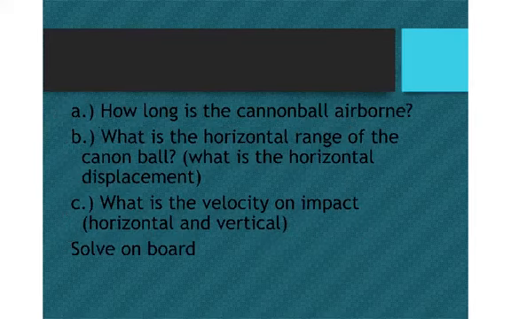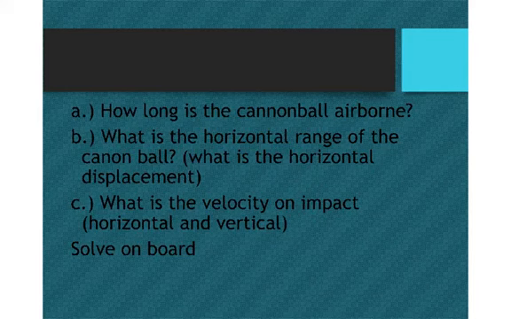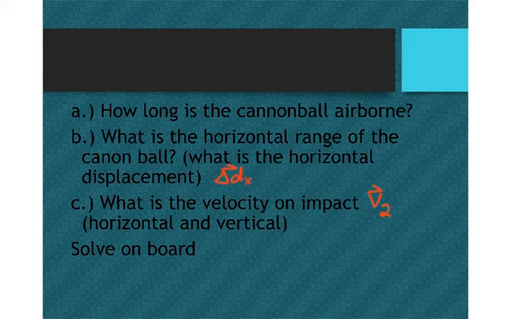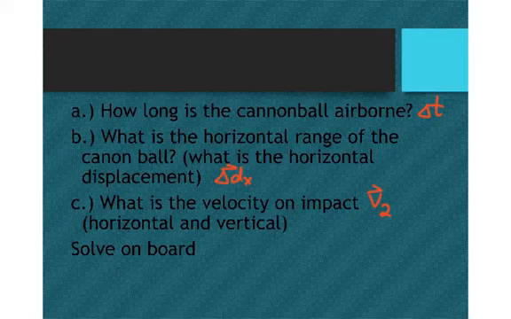Part A, how long is the cannonball airborne? Part B, what is the horizontal range of the cannonball? This means what's the horizontal displacement? And C, what is the velocity on impact, both in the horizontal and the vertical? On impact means we're solving for v2 here. And again, when we're looking at horizontal range, we're looking at displacement in the horizontal, so being x, and then how long is it airborne, we're looking for t. So that's what we're going to solve for.